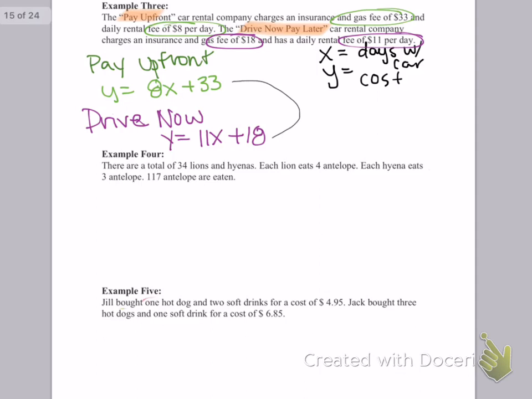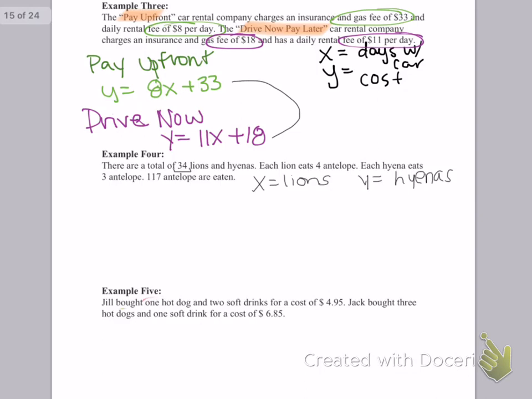All right, example number 4. We got some lions and hyenas in your backyard just chilling. You feed them antelope every day, but you're not sure how many are in your yard, so let's figure that out. So there's a total of 34 lions and hyenas. Well, we don't know how many lions are there, and we don't know how many hyenas are there. So let's let X equal lions, and let's let Y equal hyenas. Don't know why they're in your backyard, but they're there, and you're being a good person.